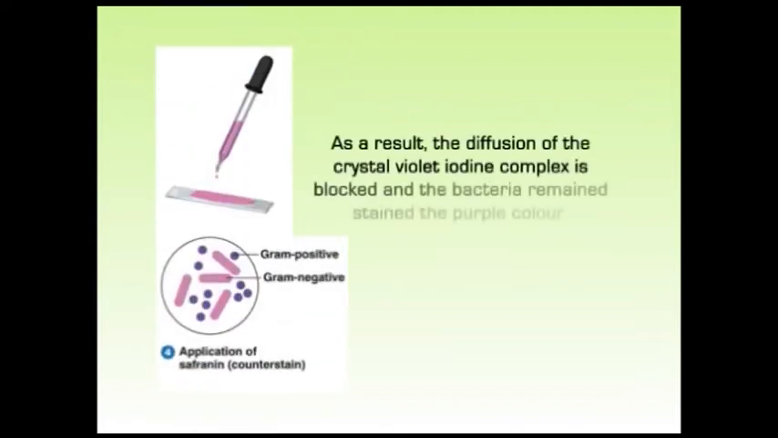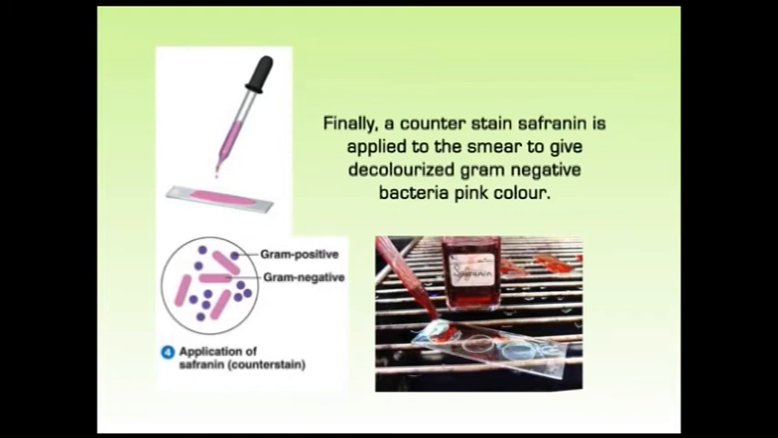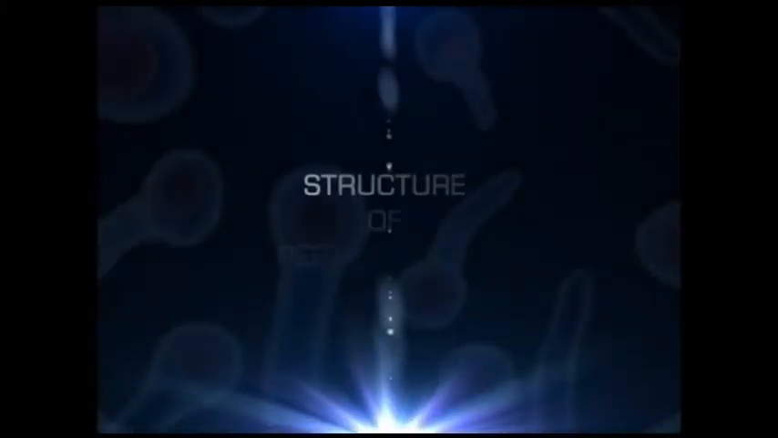As a result, the diffusion of the crystal violet iodine complex is blocked and the bacteria remain stained, that is, purple in color. Finally, a counterstain known as safranin is applied to the smear to give the decolorized gram-negative bacteria a pink color.